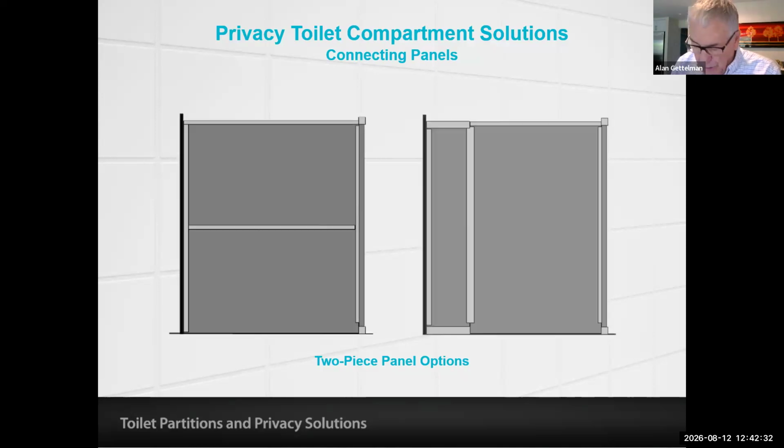You can also add additional depth to a toilet compartment without sacrificing privacy by adding a panel to a stile with an H channel vertically, as shown in the illustration on the right.